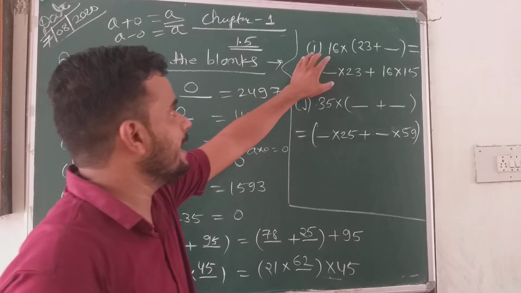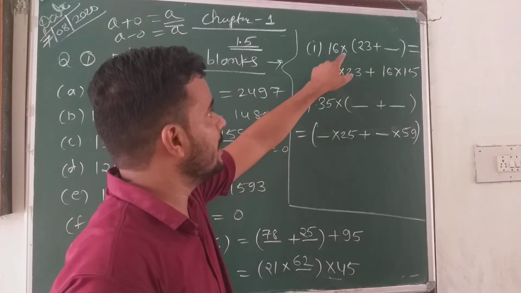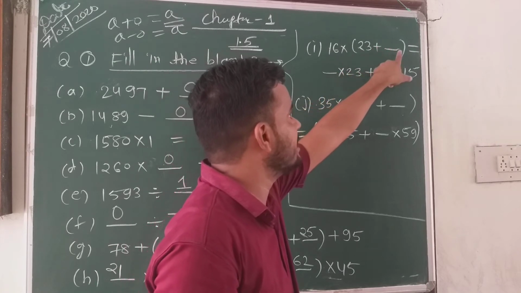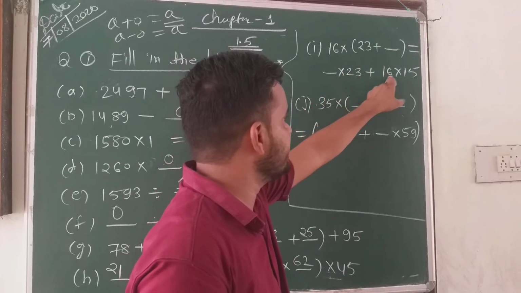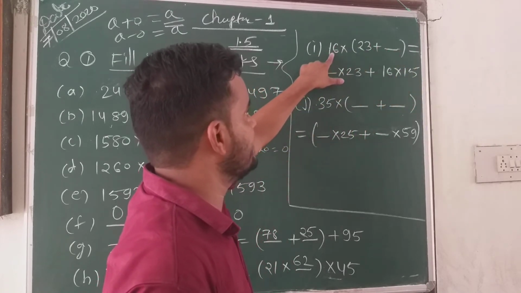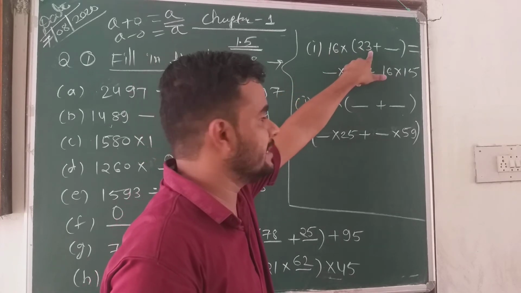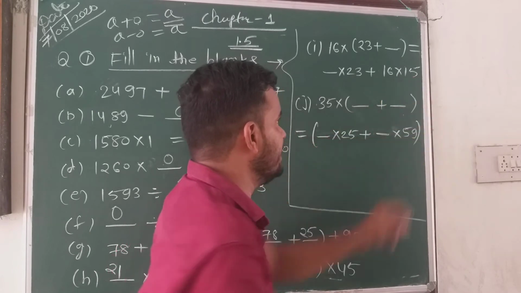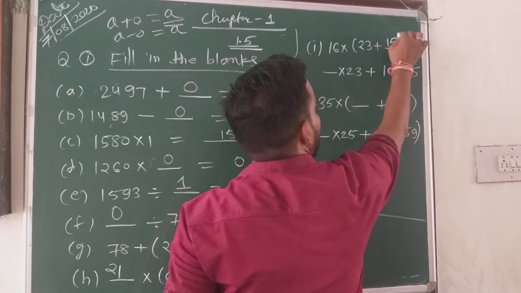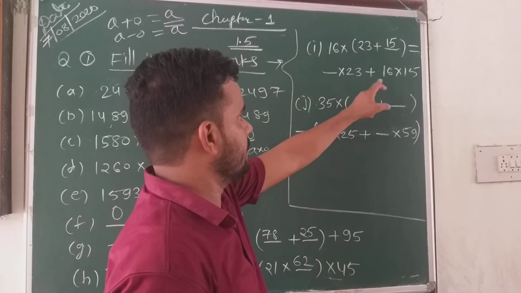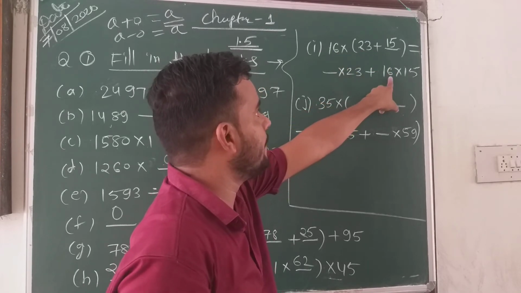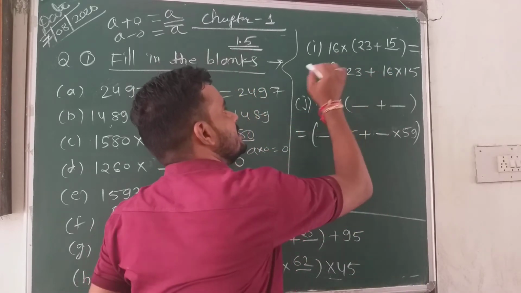Next, the I: distributive property of multiplication over addition. Sorry, addition. 16 multiplied by 23 plus which number? Then 23 plus 16 multiplied by 15. So 16 is there, 23 is there, and 23 is there, 16 is there. The remaining is 15. So here 15. And 23 and 16 both have come. Now what is left? 16 is here, so what will come here? 16.